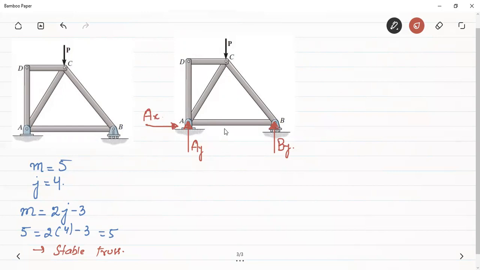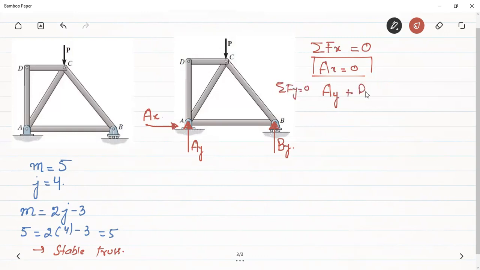Okay, so once we have drawn the free body diagram, the reactions have to be determined. Those reactions can be determined by applying the equations of equilibrium of a rigid body on the truss. So the first equation will be summation of the forces in the x direction equal to 0. Here it will imply that Ax is equal to 0. Similarly, summation of the forces in the y direction should also be equal to 0, which gives us that Ay plus By should be equal to P. This is our second equation.